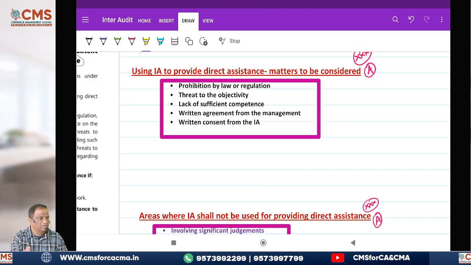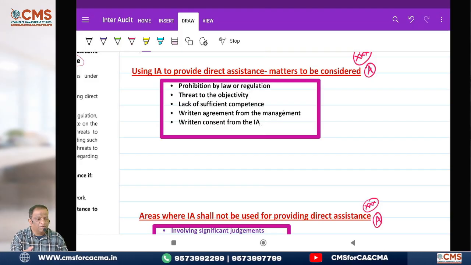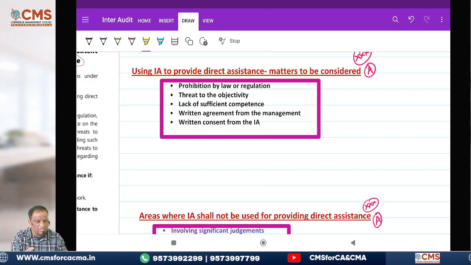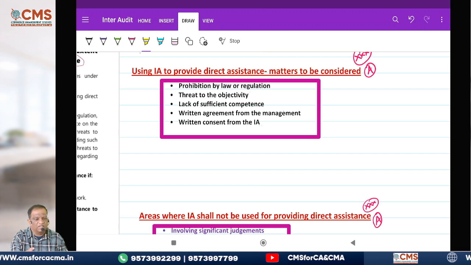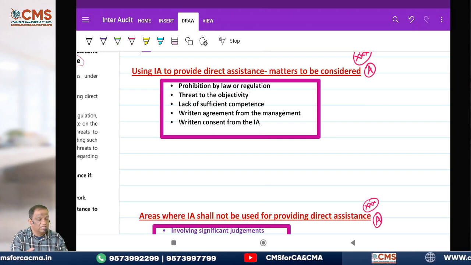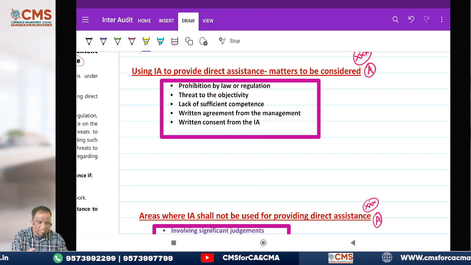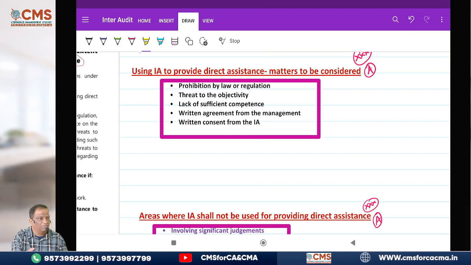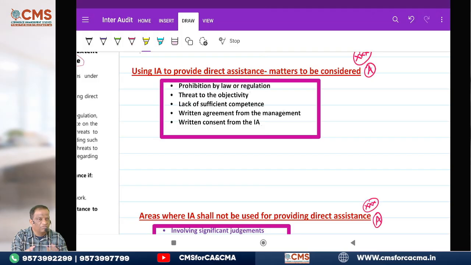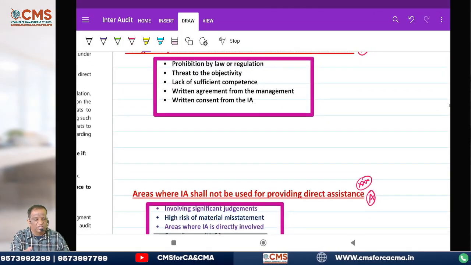Now you can take. The standard allows you to take. But before that, see all this. Is it restricted by any law? Or is there any threat to the objectivity? That is, is he really independent, whereby you can take him as a team member? And is he competent enough? And did you check with the management? And did you check with the internal auditor? If all of them are there, then you can take the direct assistance.